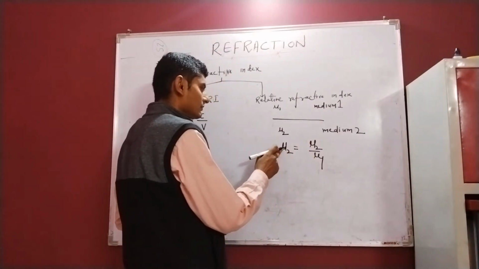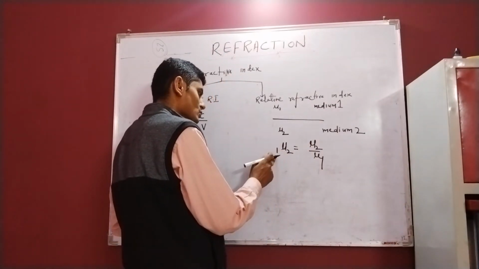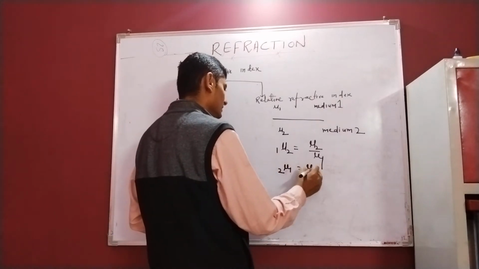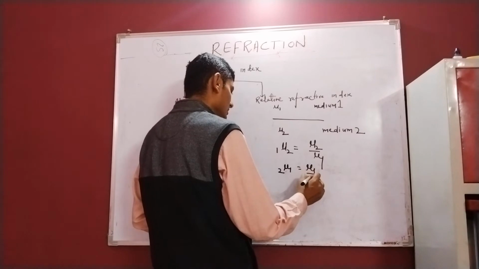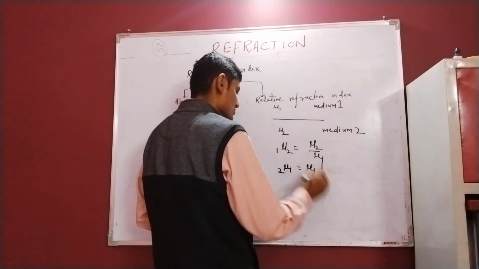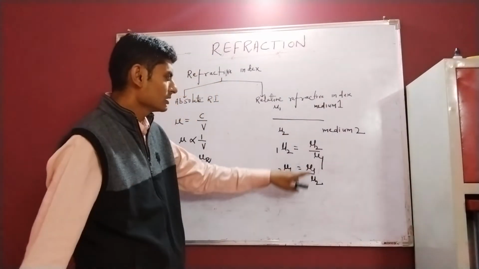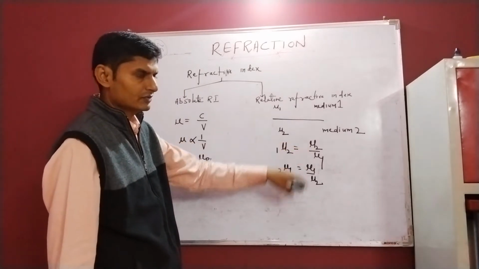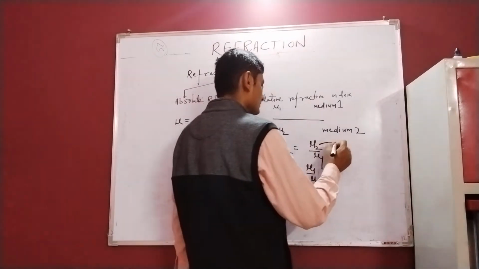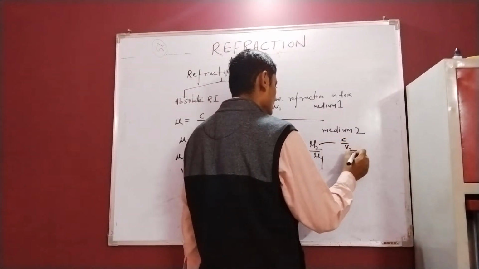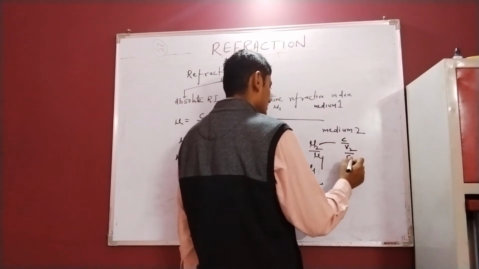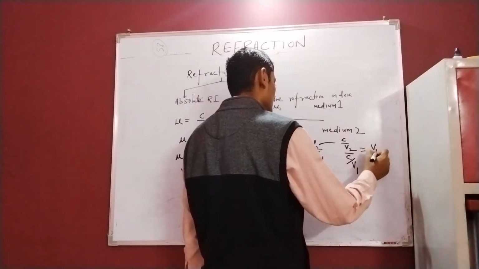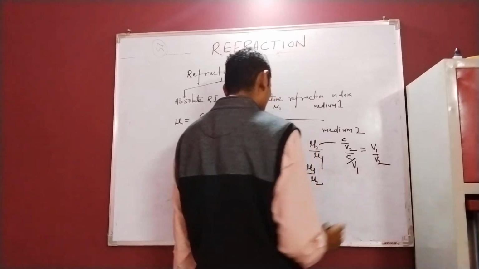Mu21, this is the refractive index of 2 with respect to 1. If I write mu12, this is the refractive index of 1 with respect to 2. So mu21 is nothing but simply the ratio of absolute refractive indices. Mu2 is C upon V2 and mu1 is C upon V1. So it comes out V1 upon V2.